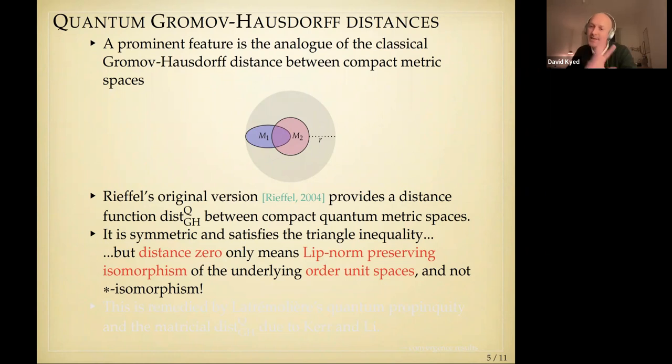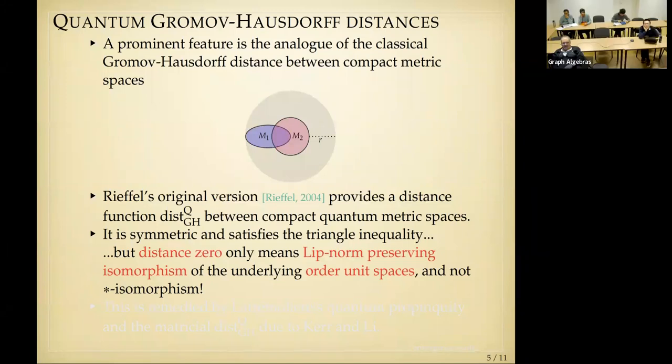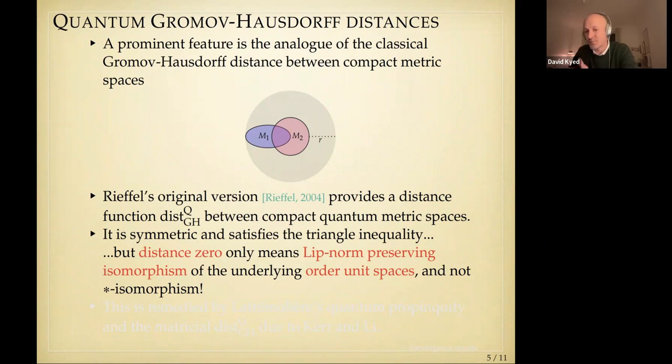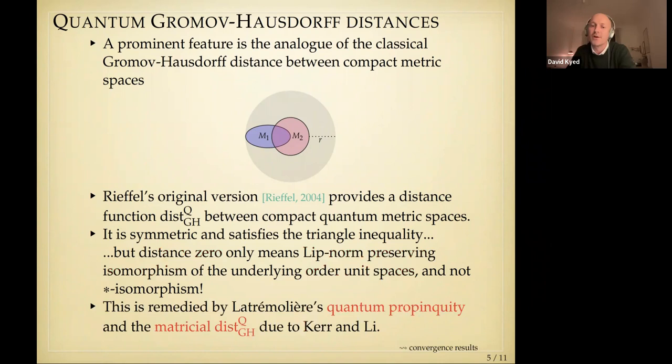So I just pass from my C-star algebra to its associated ordered space of self-adjoint elements. But this is just part of the story, and there are ways to fix this. One way, and presumably the most relevant way these days, is Latrémolière's different versions of his quantum propinquity. This is an elaborate version of Rieffel's Gromov-Hausdorff distance, which takes into account more structure.